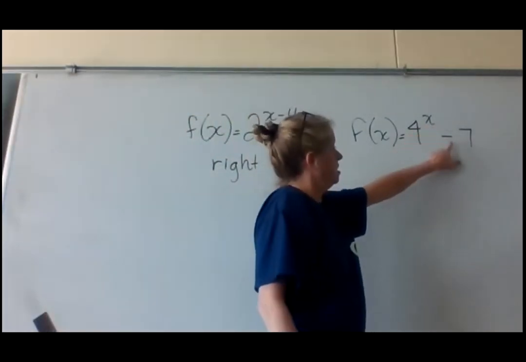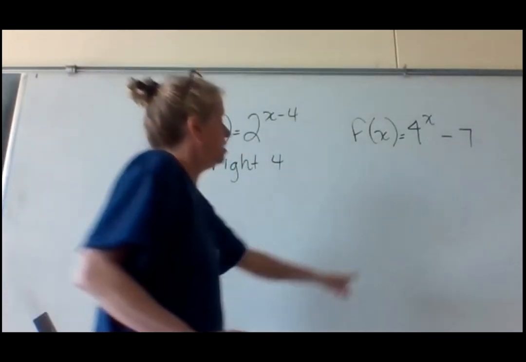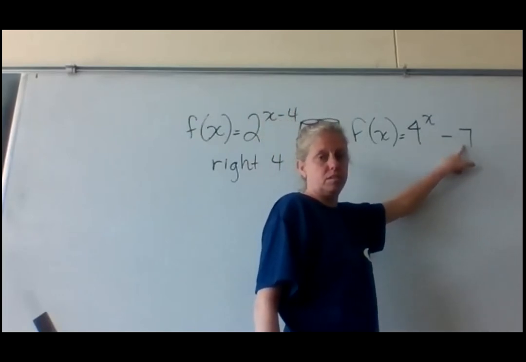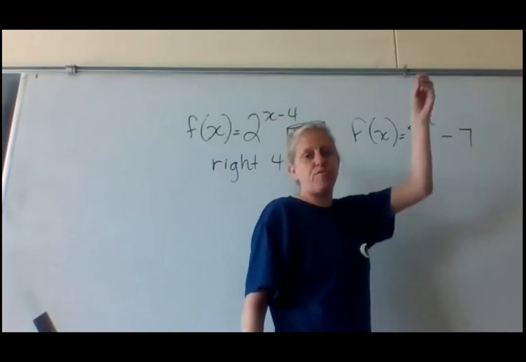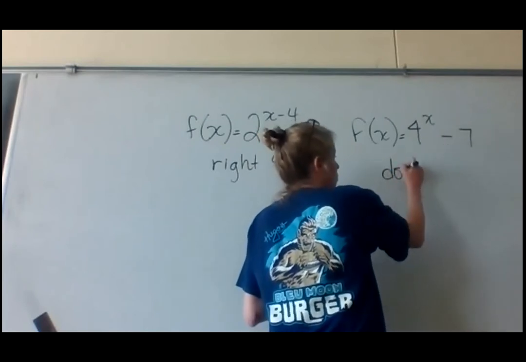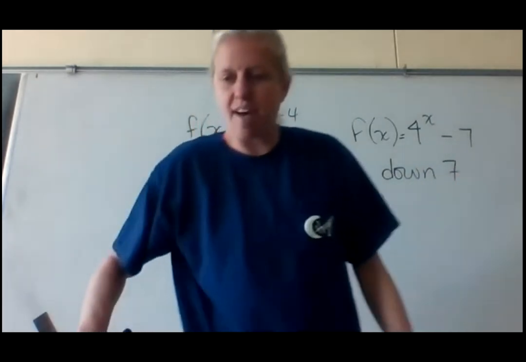This one, this is number 8. That's an outside number, which means it shifts you vertically, up or down, and you go with the sign, so that's going to shift you down 7.